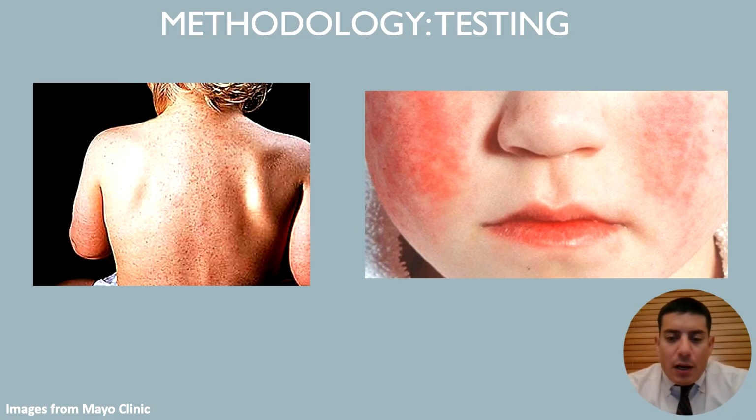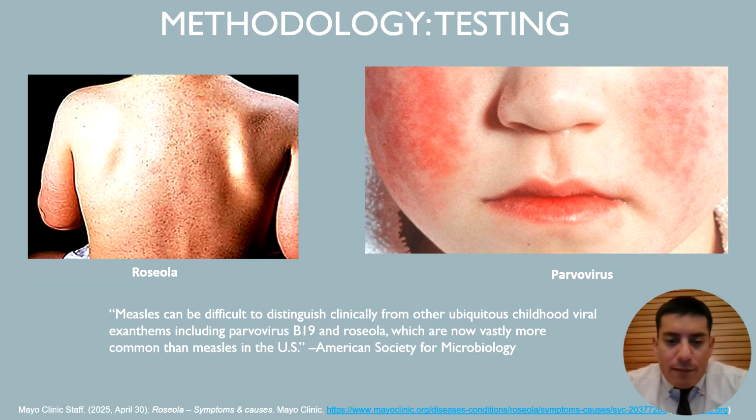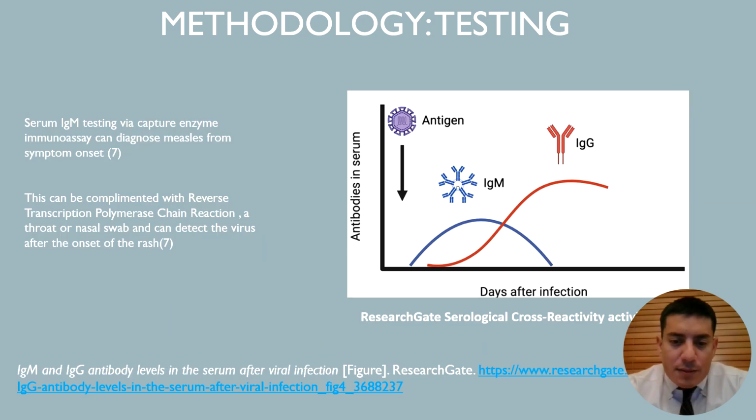So it's really important to do comprehensive testing. We have a patient here with a viral exanthem rash. Do you have any guesses what it is? So on the left we have roseola and parvovirus. So it's really important to be able to do comprehensive testing to rule out other viral conditions.